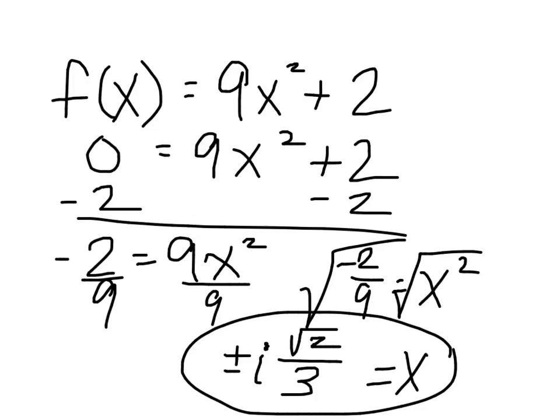And that's why when Devin told me that, I had to look at him and go, are you sure? And what'd you type in? Because it has an i in it. If the answer has an i in it, it does not cross the x-axis. It will never cross the x-axis if it has an i in it. Okay? Number 12.